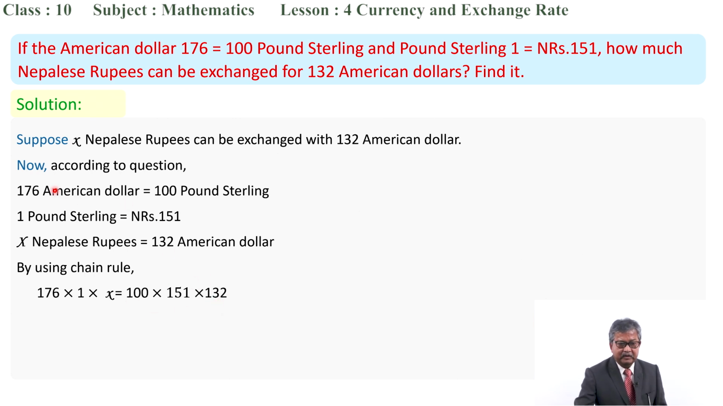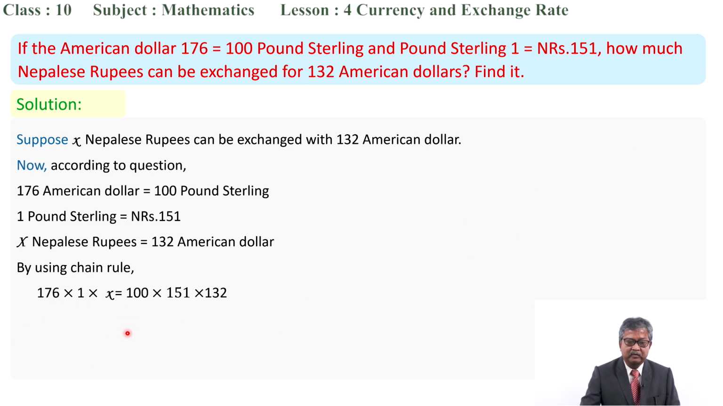So in the chain rule, what happened? First, we start from the American dollar, then pound sterling, then again pound sterling to Nepali rupee, again Nepali rupee to American dollar. It means first we start with the American dollar, then the last is also the American dollar. In this way, we have to make the chain. That's why it is called the chain rule. So by this chain rule, we got this.